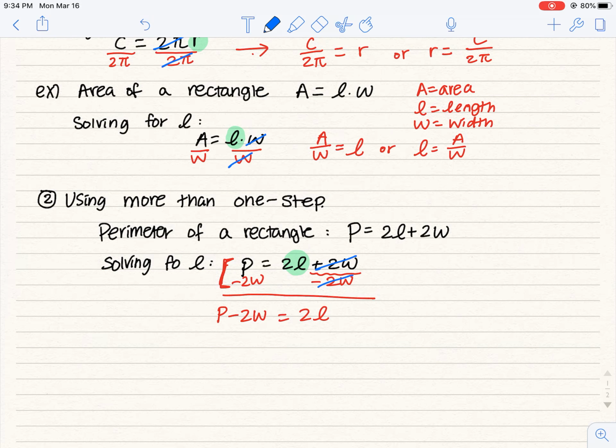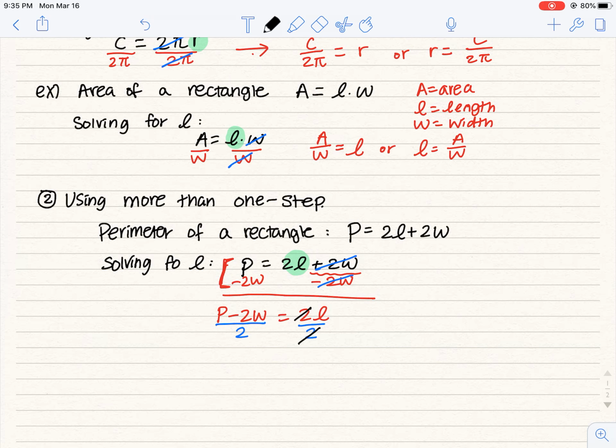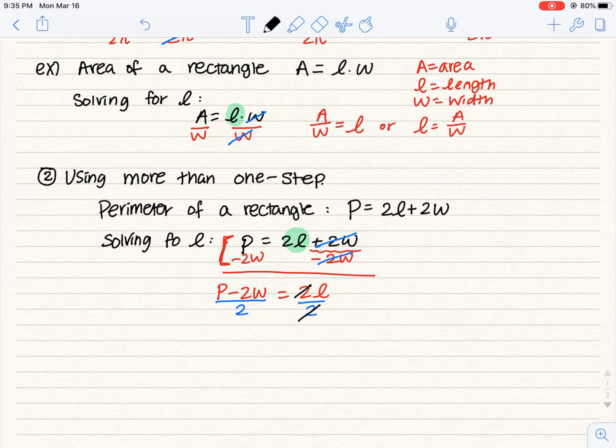Now, after I cancel them out, I still have P minus 2W equals 2L. It's 2 times L. So what I have to do is divide this by 2. That way, I can get rid of the 2's here. So my final answer is going to come out as L equals P minus 2W over 2.